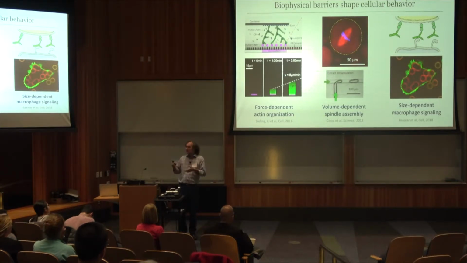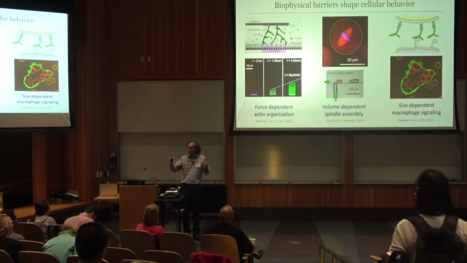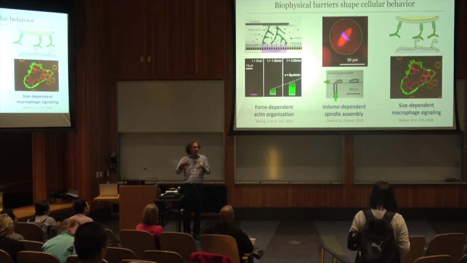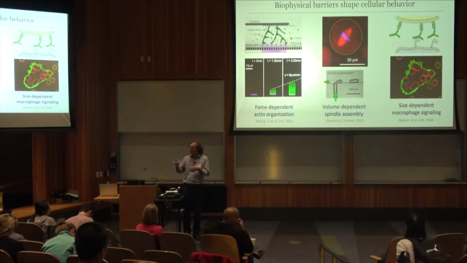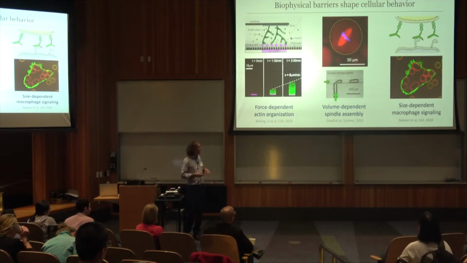If you constrain the volume, not the mechanical force, but rather the volume that an assembling system can exist in, and this is work with Rebecca Heald's lab, the middle area here. If you simply change the volume available, you can scale the size of a spindle. And it's not because it's feeling resistance physically, but rather the limiting number of components available to assemble the spindle influences how large it can grow.